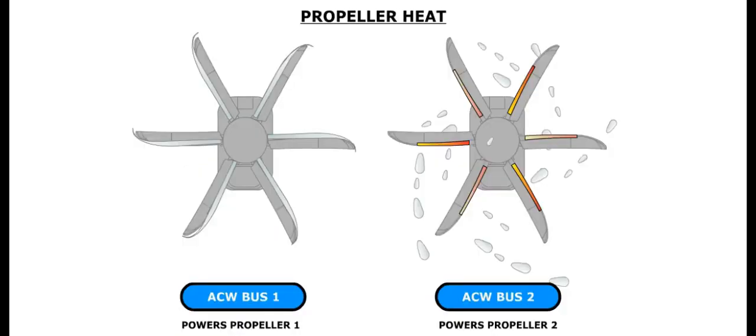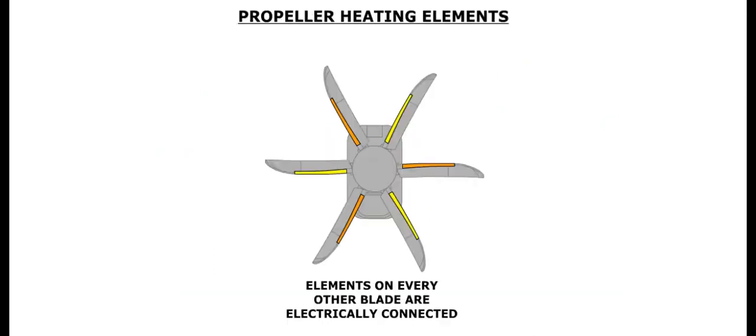The inner leading edges of the propellers are electrically anti-iced. The heat decreases the adhesion strength of the accreted ice, which then causes ice built up on the propellers to shed by centrifugal effect. Propeller heat is powered by the respective AC wild bus. Heat is supplied by resistors mounted near the surface of the inboard section of the blade leading edges. The heating elements on every other blade on a propeller are electrically connected.